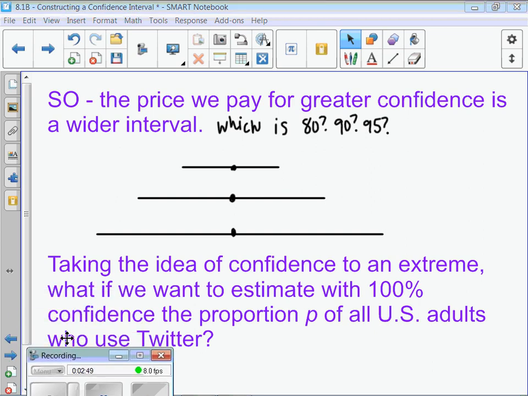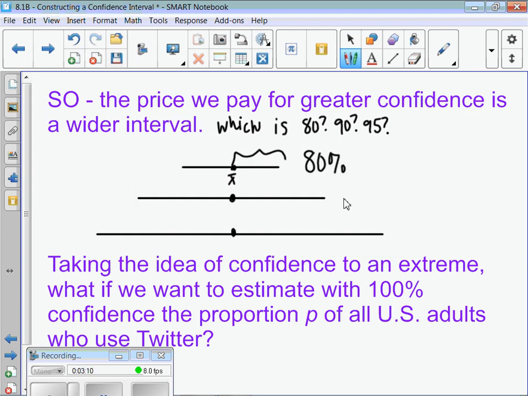All right. So here's a bunch of confidence intervals. This is my like X bar in the middle. This is my margin of error. Which one of these is the 80% confidence? Which one of these is the 90% confident? And which is the 95% confident? 80 is the shortest one. All right? So we pay a price for higher confidence, and the price is a wider interval or a less accurate interval. Okay?